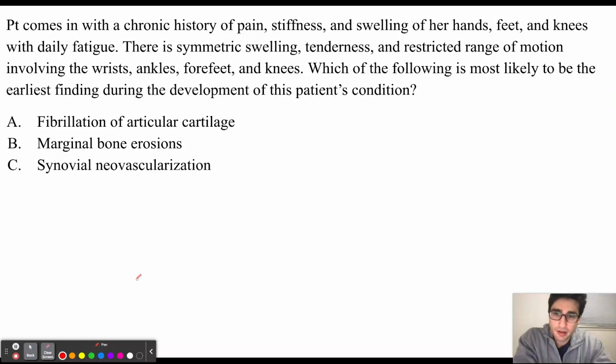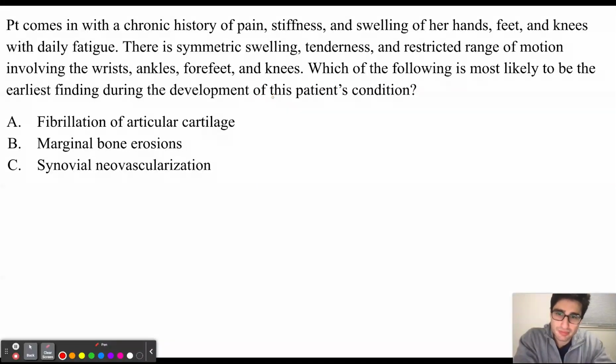Patient comes in with a chronic history of pain, stiffness, and swelling of her hands, feet, and knees with daily fatigue. There is symmetric swelling, tenderness, and restricted range of motion involving the wrists, ankles, forefeet, and knees. Which of the following is most likely to be the earliest finding during the development of this patient's condition?